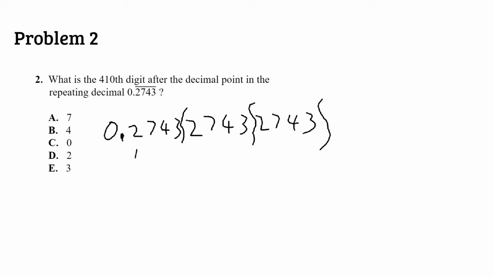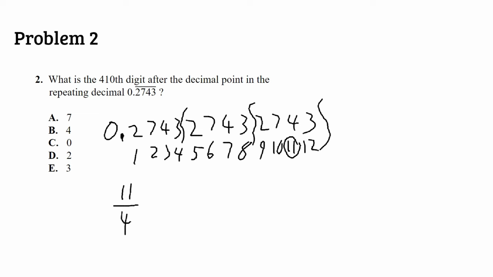So we have digit 1, 2, 3, 4, 5, 6, 7, 8, 9, 10, 11, 12. Let's say I wanted to find the 11th digit here. I know the 11th digit is 4 because I've just drawn it out. But what I would do is divide 11 by the 4 digits that we have. 11 divided by 4, if I do that really quickly on my calculator, is going to be 2.75, also known as 2 and 3/4. We discard this whole number, and all we care about is the fraction here.